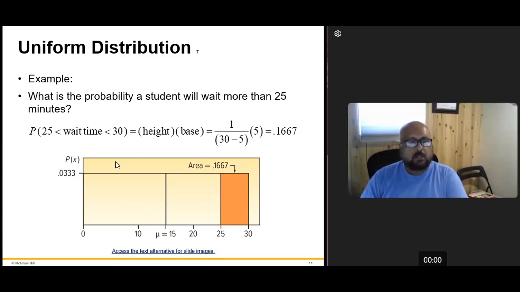But the original height is 1 divided by b minus a. So what we have here is the height. The height is 1 divided by 30 minus 0, and that gives us 0.0333. So when we multiply this by 5, we get 0.1667. That is the probability of a student who will wait more than 25 minutes.